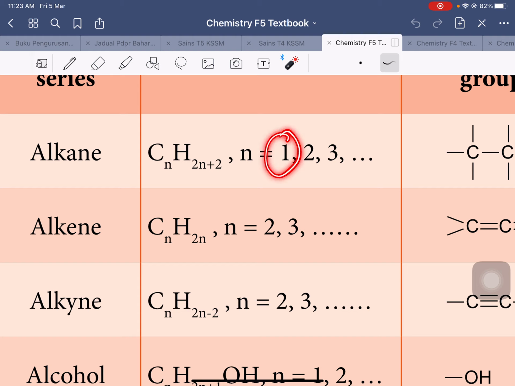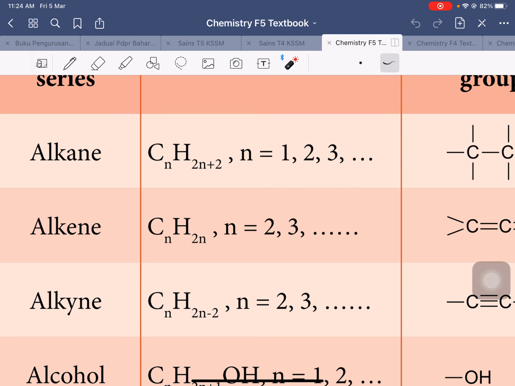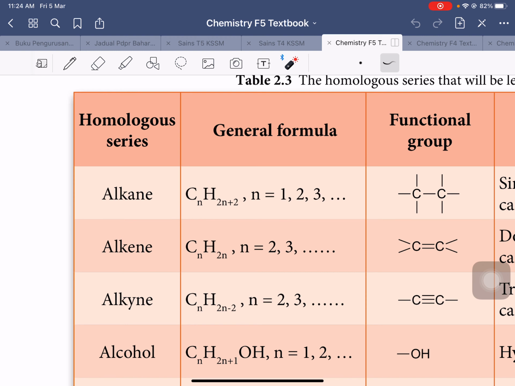Apa maksudnya ini? Later you are going to put numbers inside. Kalau n sama dengan 1, what is the formula? Contoh, C1H 2 kali 1, 2, 2 tambah 2, 4. So it will be CH4. The 1 we usually do not write. So the first member punya formula adalah CH4. Itu guna dia the n. N tu sebenarnya adalah bilangan karbon.